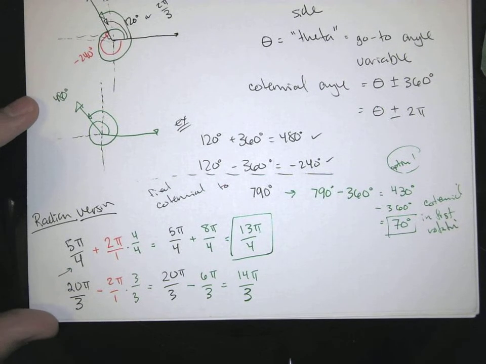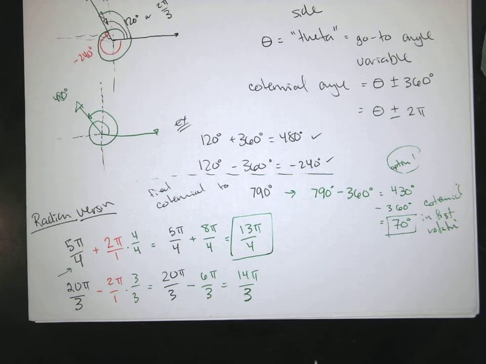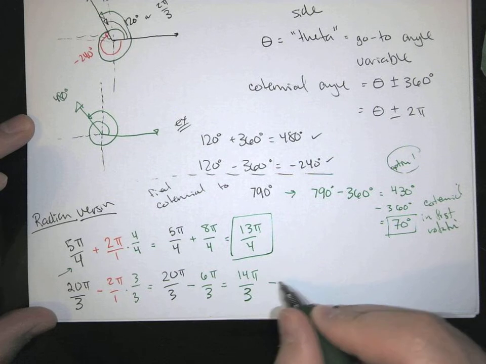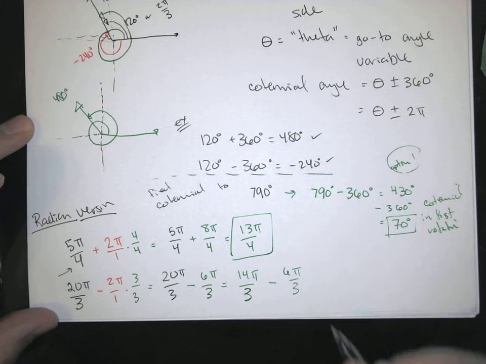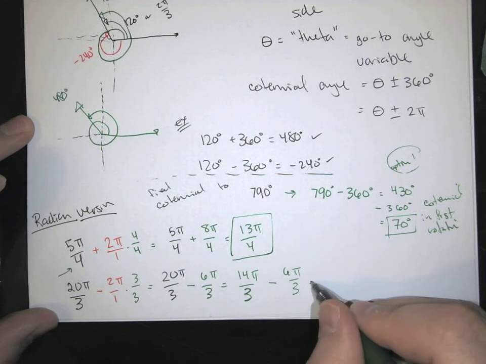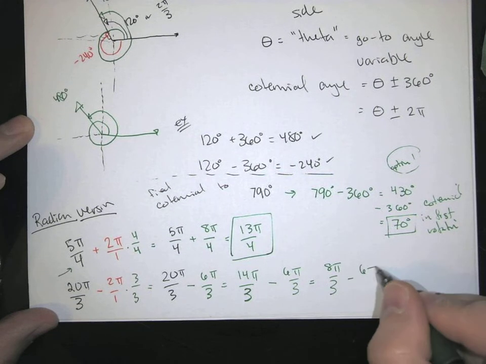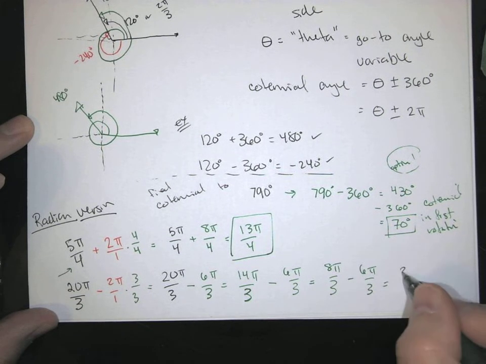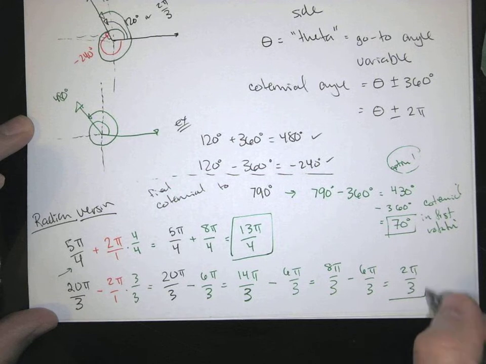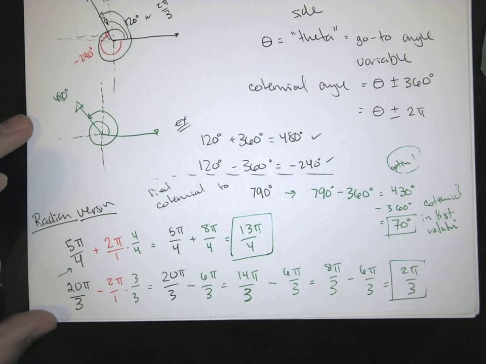That would be like what? 4 and 2/3 pi. So it's still bigger than 2 pi. So we could go again, subtract away another 6 pi over 3. That's going to get us to what? 8 pi over 3. That's in the ballpark. We go one last time, we can get down to 2 pi over 3, and that would be our coterminal in the first rotation.